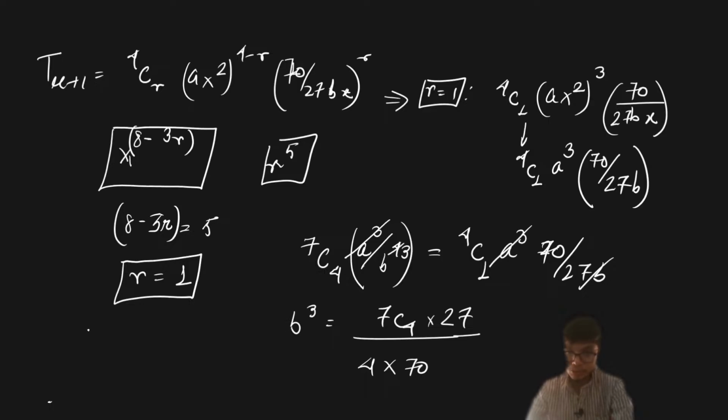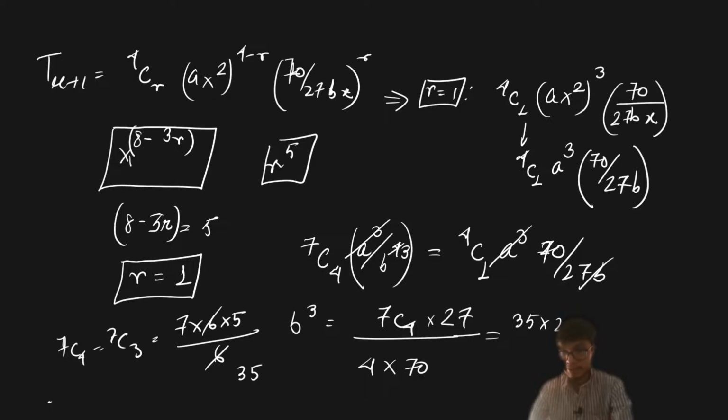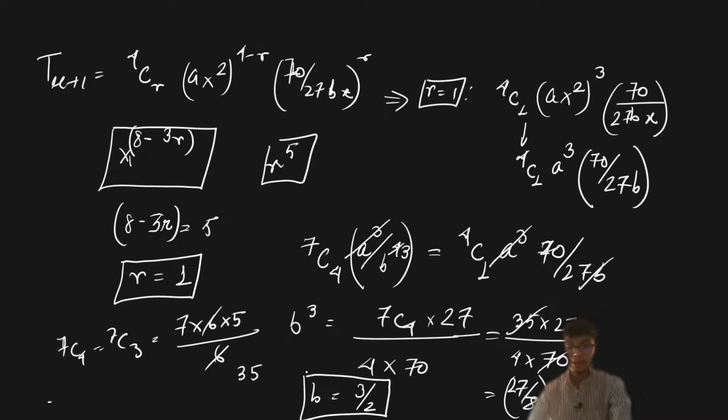If I try to solve it further, 7C4 can also be written as 7C3, which is nothing but 7 into 6 into 5 divided by 3 factorial, which gives 35. Then we have this expression as 35 into 27 divided by 4 into 70. Interestingly, 70 is 2 times 35, so we will have 27 by 8, and b cube is 27 by 8. Therefore b is equal to 3 upon 2.